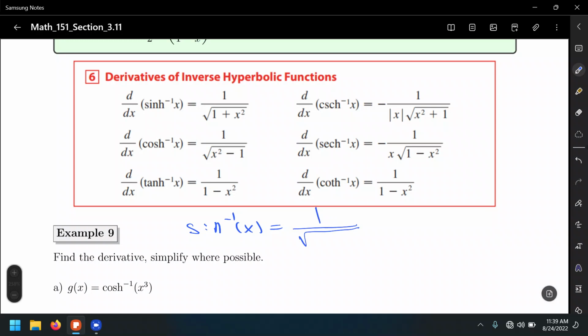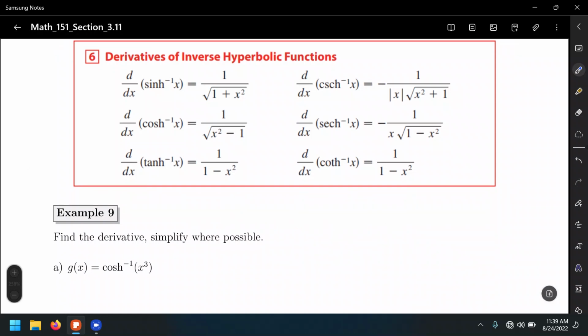One over the square root of 1 minus x squared, right? Do you see a similarity with the hyperbolic counterpart? It's the sign only, right? That's the main difference here. And of course, the remaining ones have a very similar phenomenon in terms of how we relate them.